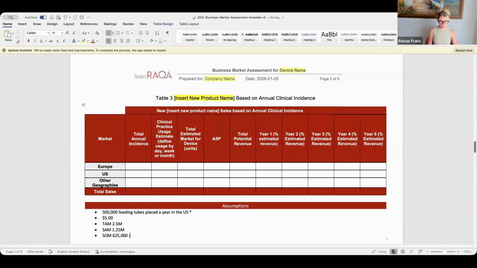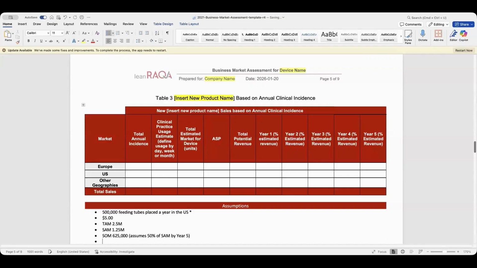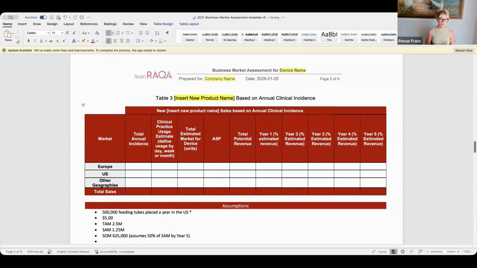And that assumes 50% of SAM by year 5. And so what you would do is build out this list of assumptions that support the information that you have in the revenue forecasting part of this tool. Are there any questions about that before we start talking about costs?